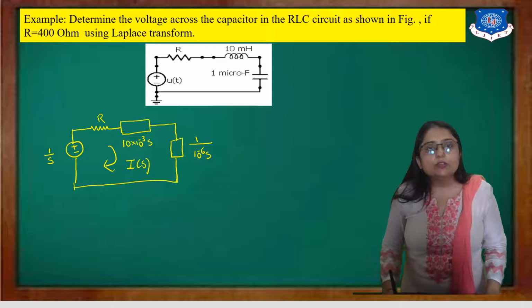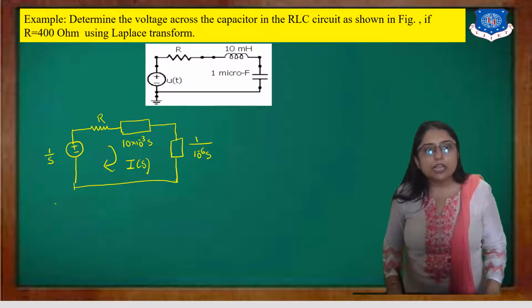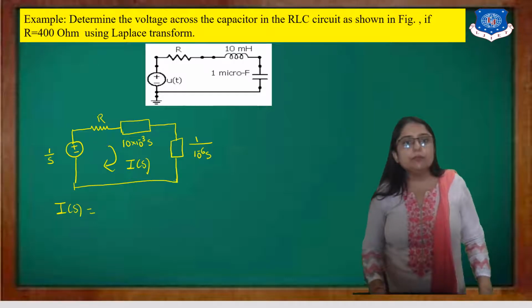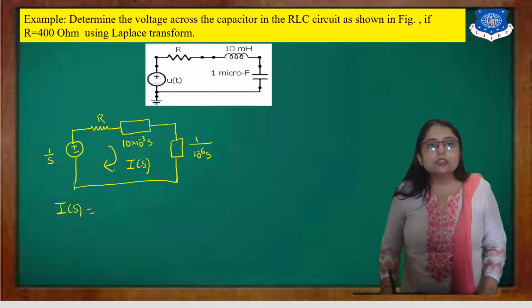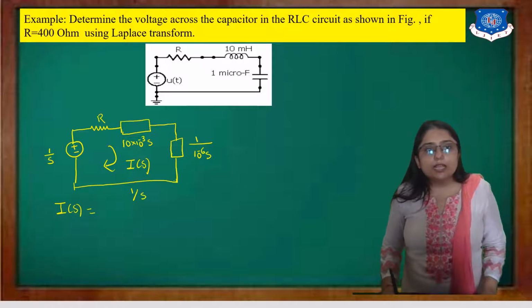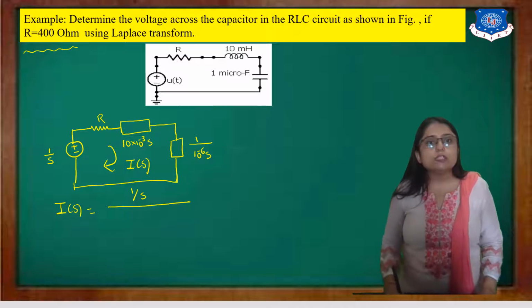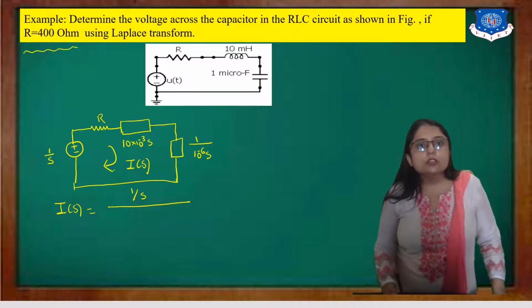Now, when you want to write down this equation, then I of S will become what? It's a voltage divided by these three elements, because these three are connected in series. So what we have? 1 by S upon R. But the value of R that is given to us is 400 ohm. So instead of R, we can consider 400 ohm.